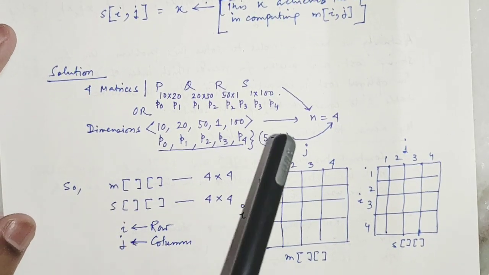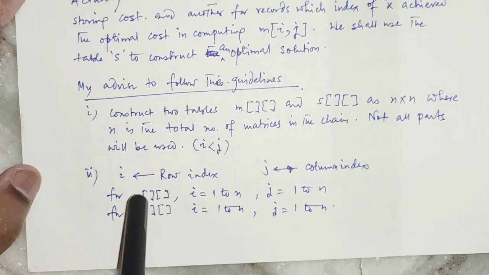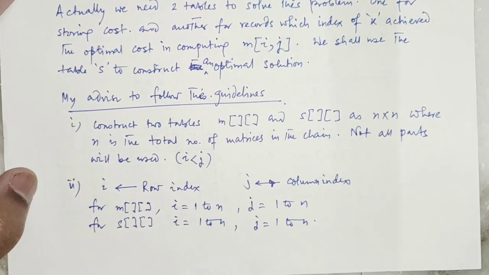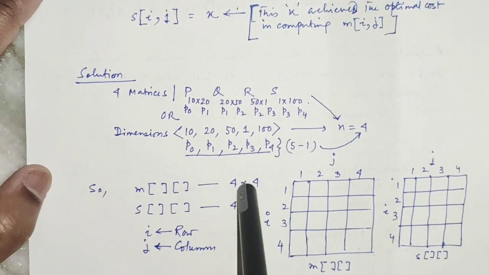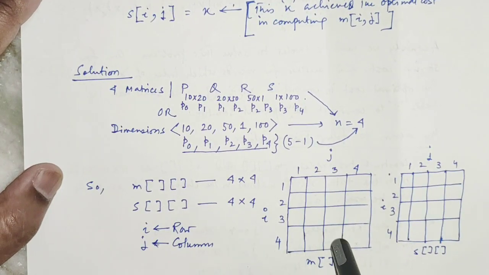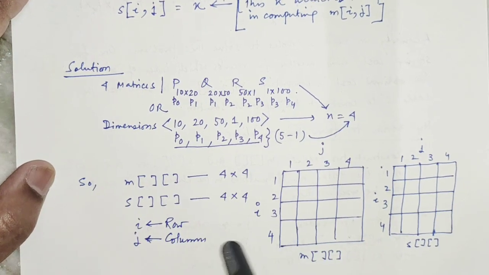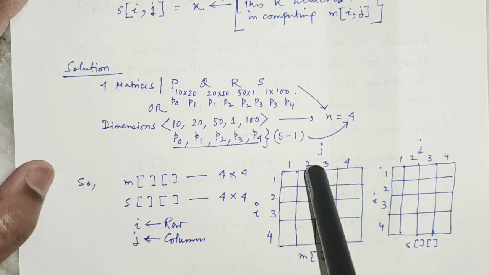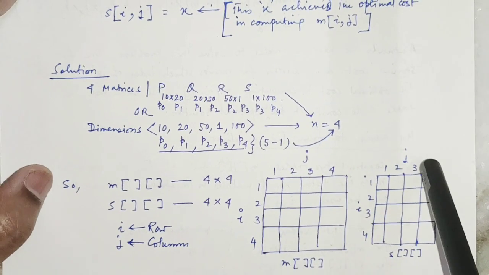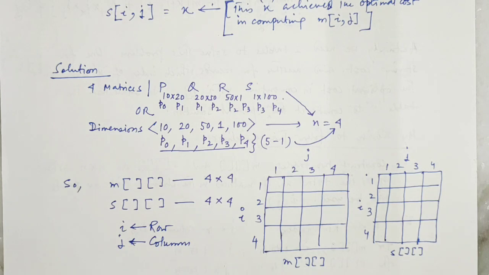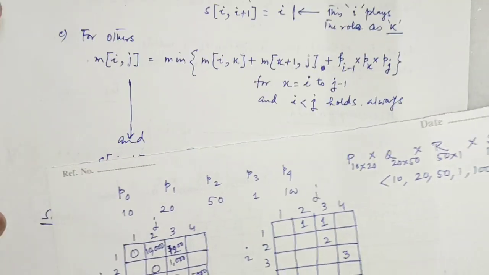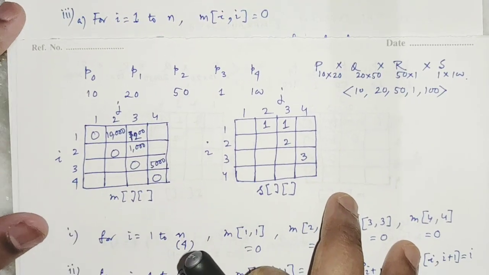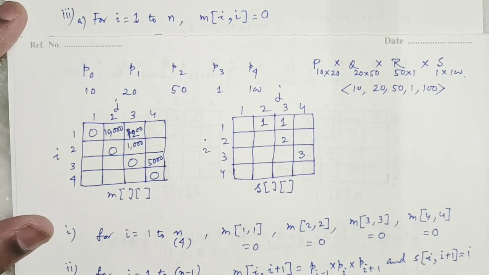So I have to construct 2 tables, I told, because I need to have the 2 tables. Both of them will be n cross n by nature, and row index starts from 1, column index also starts from 1. So the same approach is applied here. So M will be 4 cross 4, S will be 4 cross 4, i is the row count and j is the column count. i starts from 1 and repeats up to n means 4, j starts from 1 and repeats up to n means 4, and the same construction is for S. Okay, then I have to fill up the table. So as per the formula stated here, the first case when i equals to 1 to n, let me construct one by one.